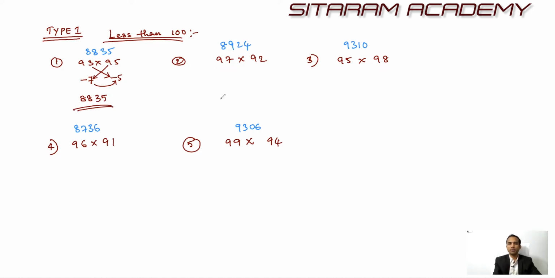Isn't it very simple? Very fast, you can calculate it within just 2 seconds. Just 2 steps here. We just have to write how much it is less than 100, subtract and write here, and multiply and write here in 2 digits.